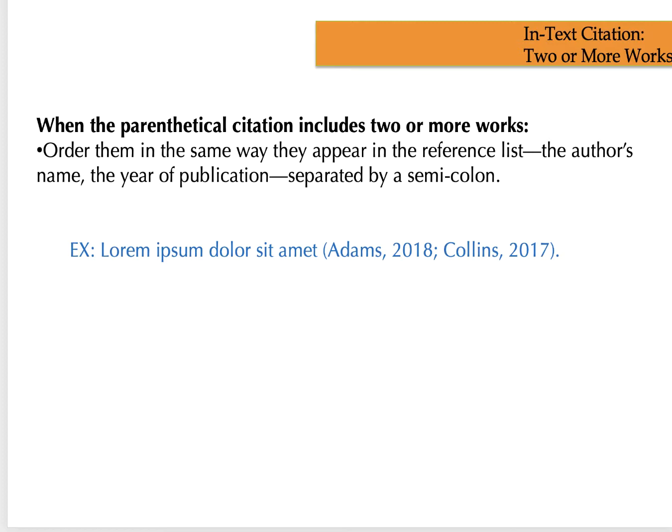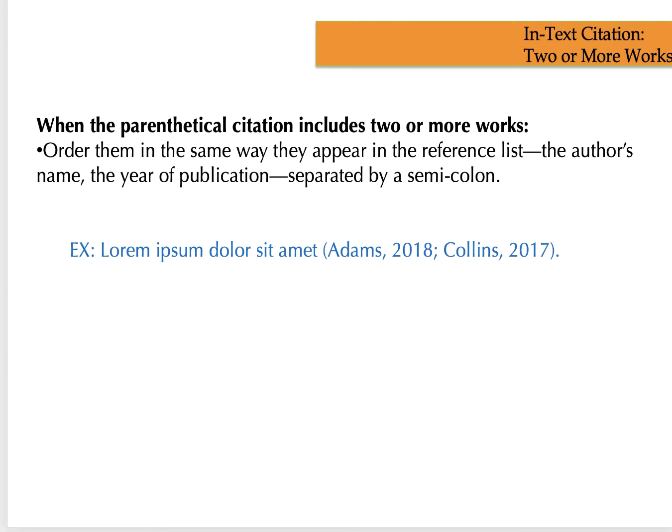So when the parenthetical citation includes two or more works, the way we deal with them is like here: you see that we've ordered them in the same way they appear in the reference list. So it's basically going to be alphabetical order. Then it's going to be the author's name, the year of publication. They're separated by a semicolon, as you can see in that example below.